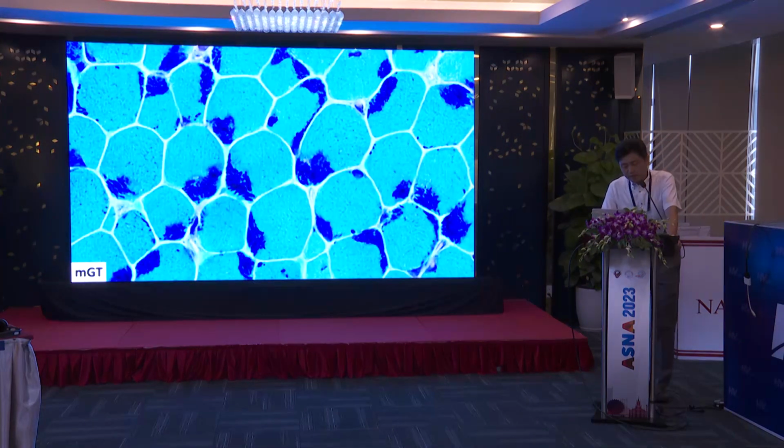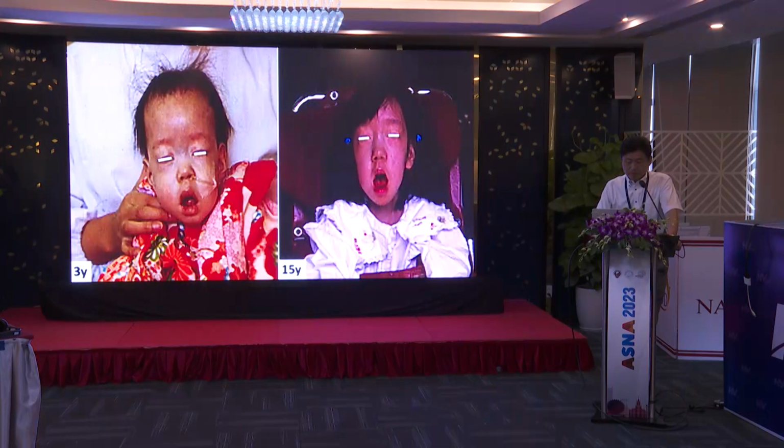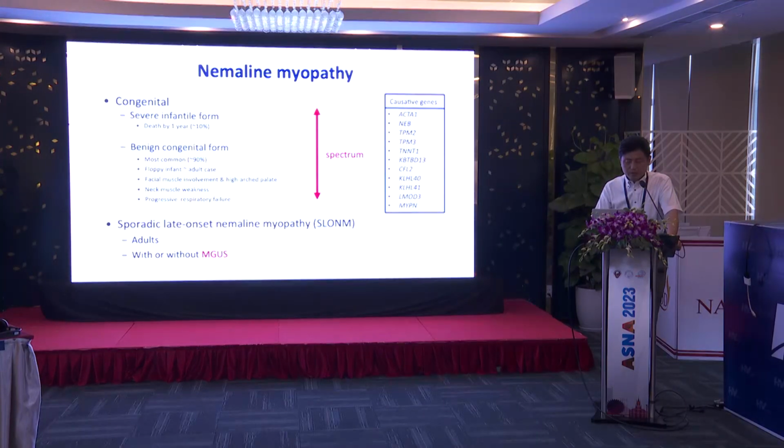Okay, this is another example of congenital myopathy. What is this? Of course, this is Nemaline myopathy. In many Nemaline myopathy patients, they have facial muscle involvement, and in severe cases have a really elongated face because of severe facial muscle weakness. And so far, more than 10 causative genes have been identified, and depending on the mutation, sometimes they show a very severe phenotype, but others may be adult onset cases.